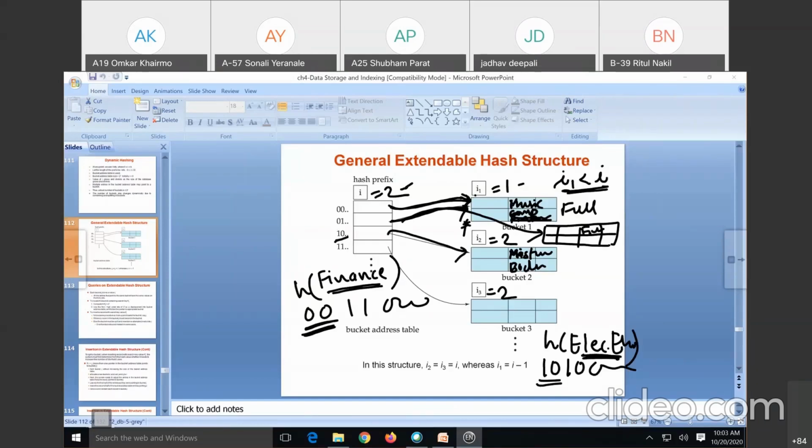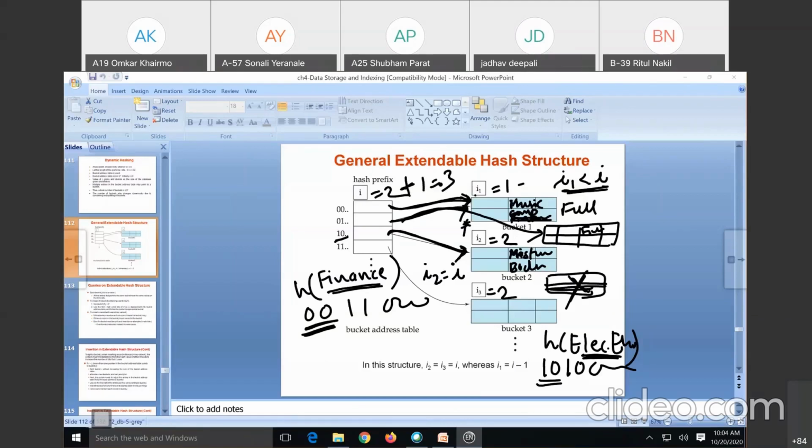So can I insert another bucket here? Check. Here i2 is equal to i. And if i2 is equal to i, I cannot add another bucket here. Why? Because a single pointer points to the bucket. So it is not possible to insert a bucket here. In that case, what do I need to do? I need to increase the size of i.